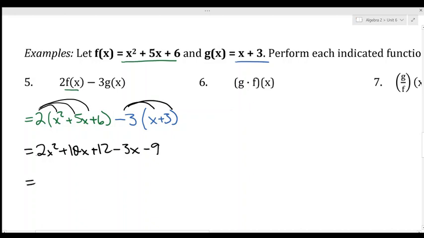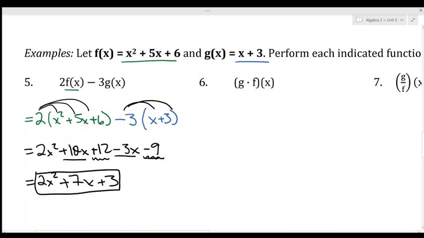Combine like terms. We only have one x squared piece, so we just rewrite 2x squared. We have 10x minus 3x, which gives us a plus 7x. And then we have 12 minus 9, which gives us a plus 3. And this is our final answer.